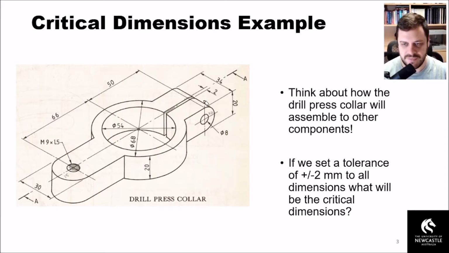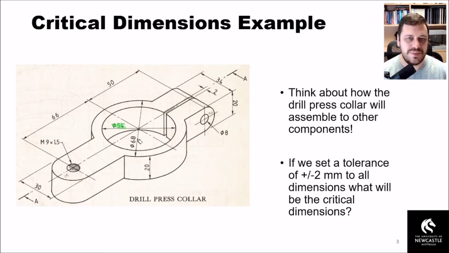So for this drill press collar, this inner bore is going to mount to essentially the quill of the drill, if you like. So it's actually going to mount to another component. So this 54 will definitely be a critical dimension here. So we definitely need to consider that one.